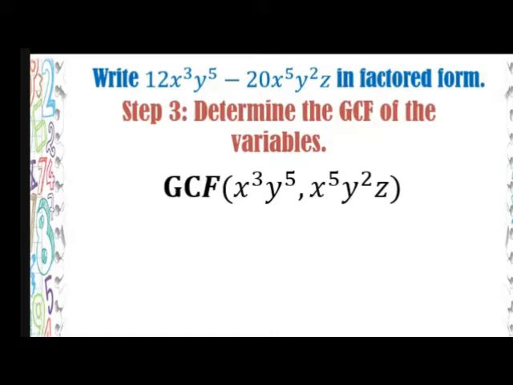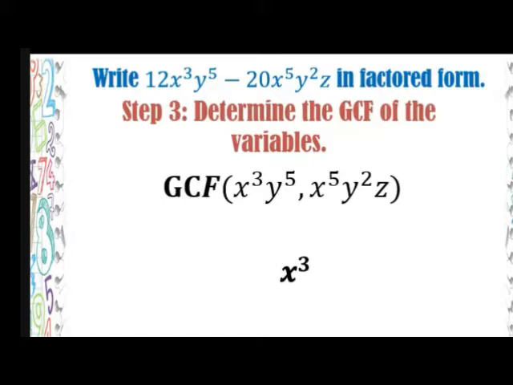Now, to easily get the GCF of the given variables, of the given terms, simply copy the letter or the variable common to both terms. So we have x, because both terms have the variable x. Now, for each exponent, just take the lower exponent. On the first term, we have x cubed. Second term, we have x raised to 5. Okay, so we will take 3, because 3 is less than 5.